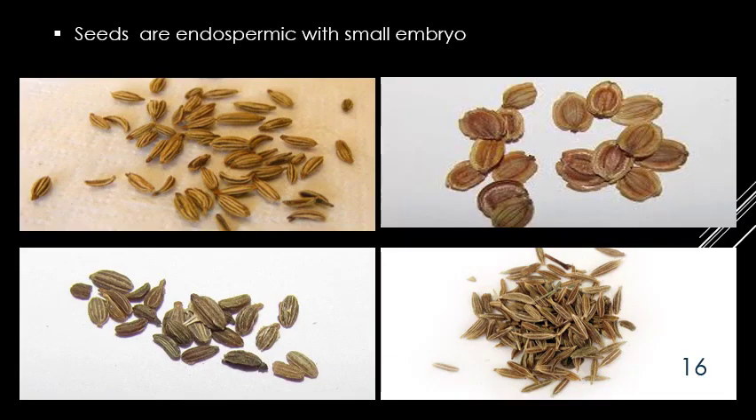So, the seeds of this family, Apiaceae, are endospermic with small embryo. The endosperm may be flat or concave on the ventral side. As you observe in this slide, in case of the seed of coriander, then in the case of fennel, then in case of cumin, these are the seeds of cumin, and in the case of Daucus carota.